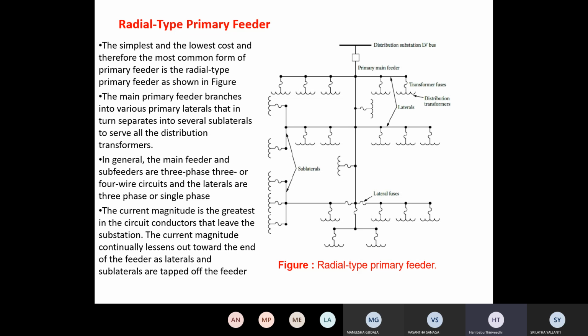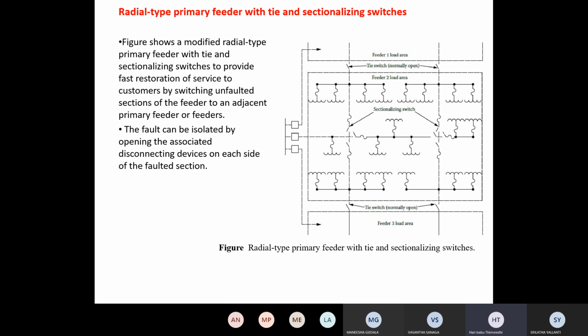To improve the reliability of supply and the continuity of power supply, we may make a small change to this radial system. This is the radial system, and we have to make some betterment. Then we may reduce those two disadvantages. For that, go for the sectionalized radial type primary feeder with tie and sectionalized switches.